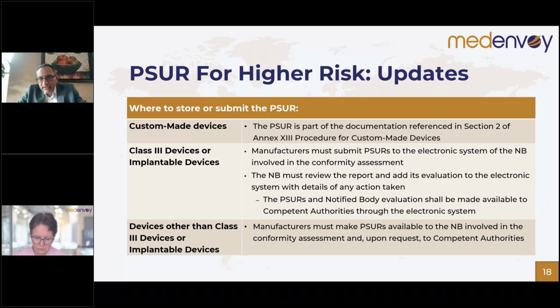Currently, UDAMED is not fully operational, but your most updated version of the PSUR must be shared with the notified body, and they must have access to it. And of course, notified bodies also have to share that with the competent authority. So that is the documentation.